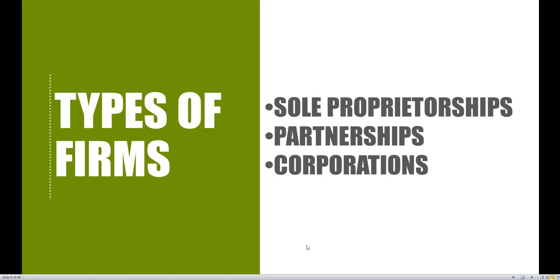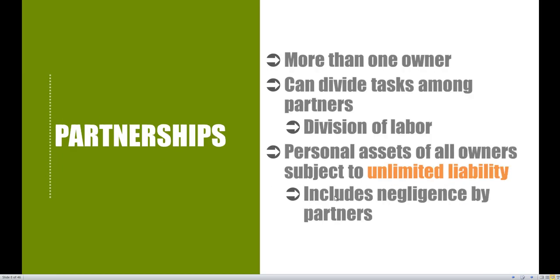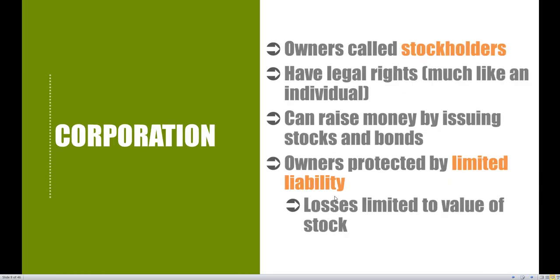But this is what we detailed right here: the advantages and disadvantages of all three of these types of firms, the sole proprietorship, the partnership, and the corporation. And we do notice that nowadays most firms are going to be setting themselves up as corporations just because of this major advantage that is going to be protected with limited liability.